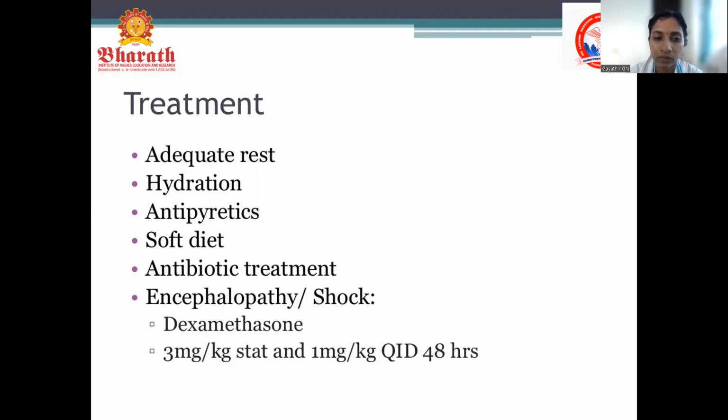So coming to the management of enteric fever, of course, everything needs a baseline tender loving care. So adequate rest, hydration, antipyretics, and a soft diet, because already your gut mucosa, everything is inflamed a lot. You do not want to burden it further. So a soft diet, and this is a bacterial infection, so you have to give antibiotic treatment. In case of encephalopathy or shock, dexamethasone is advised to be given at 3 mg per kilogram stat dose and 1 mg per kg 4th hourly for 2 days, that is 48 hours.